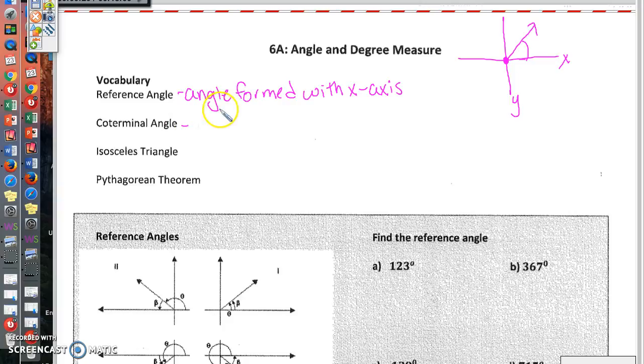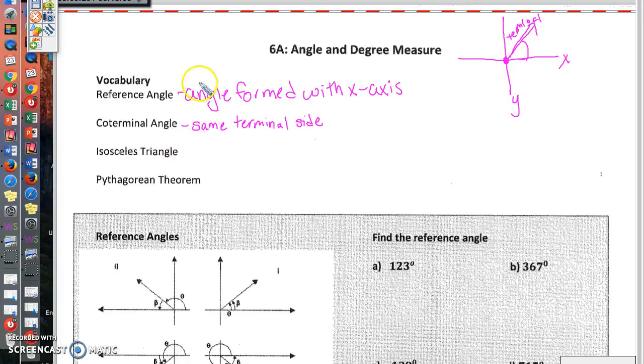Coterminal angle is an angle that has the same terminal side. And when you're looking at an angle, this part right here, that's our terminal side. This is what's called in standard position.